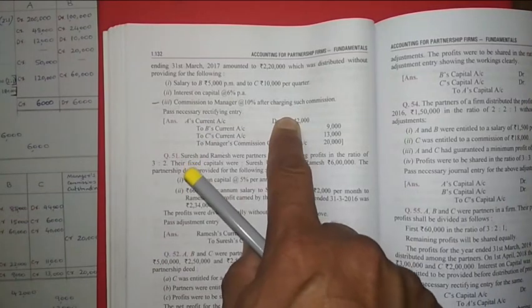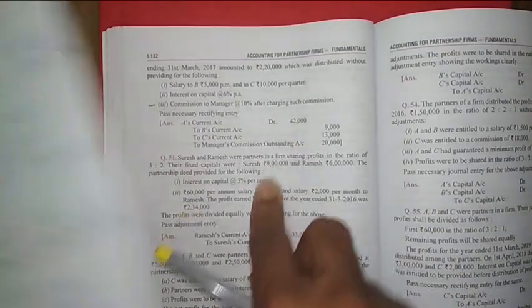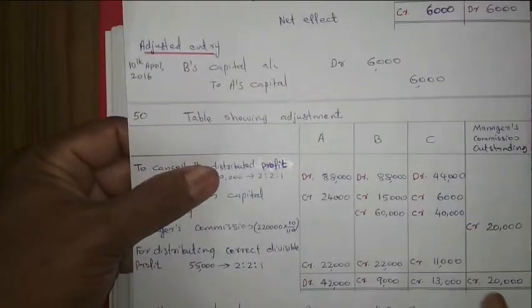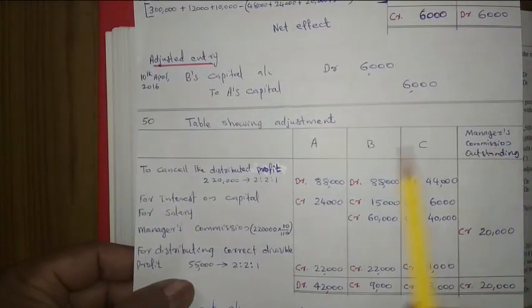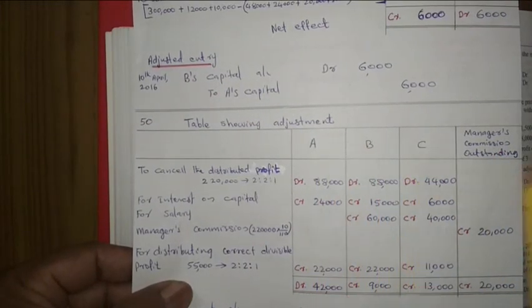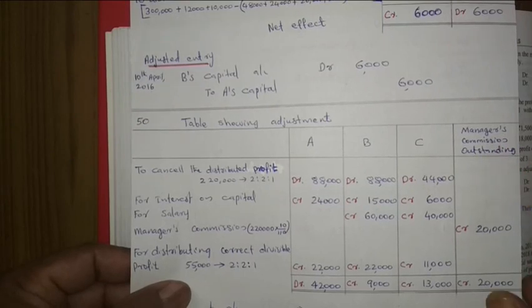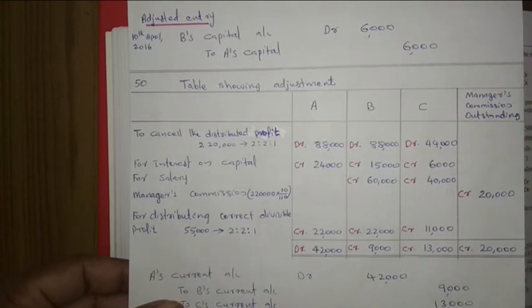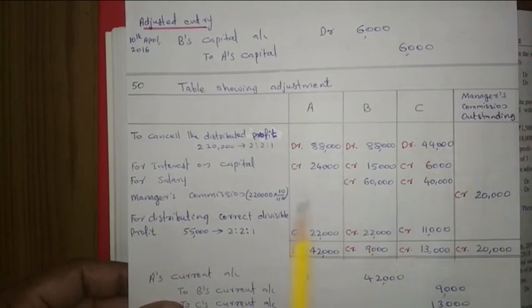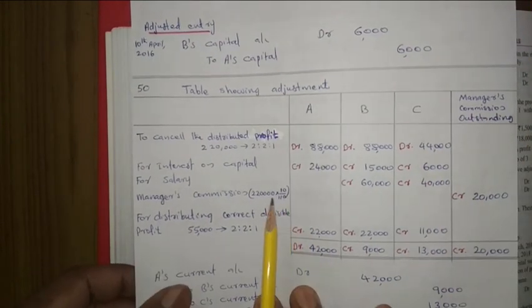And whenever we are solving the question, here 3 partners are there and one more column we have to make for the manager. So here the 3 partners A, B, C, and this column is the manager's commission outstanding. Manager's commission is not paid, it is still outstanding. That is why we made one more column. Then the steps will be like the previous question.